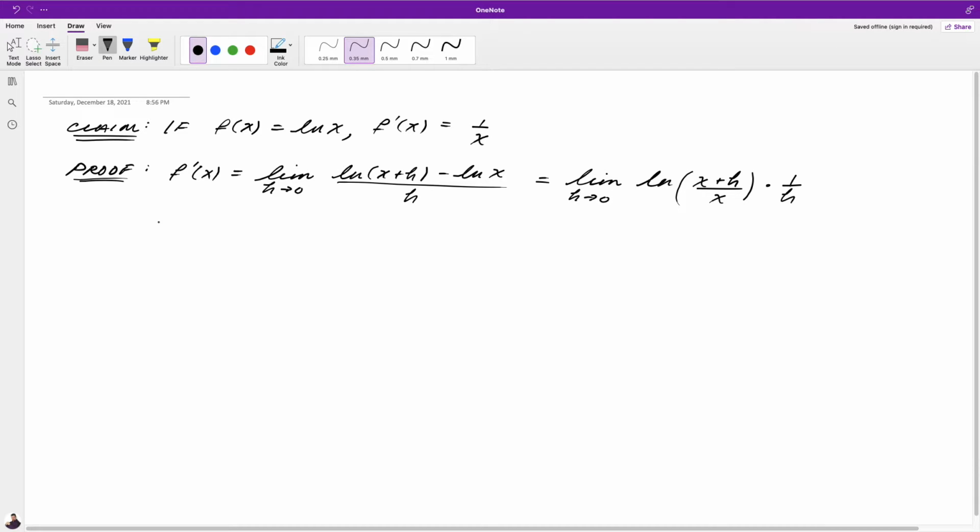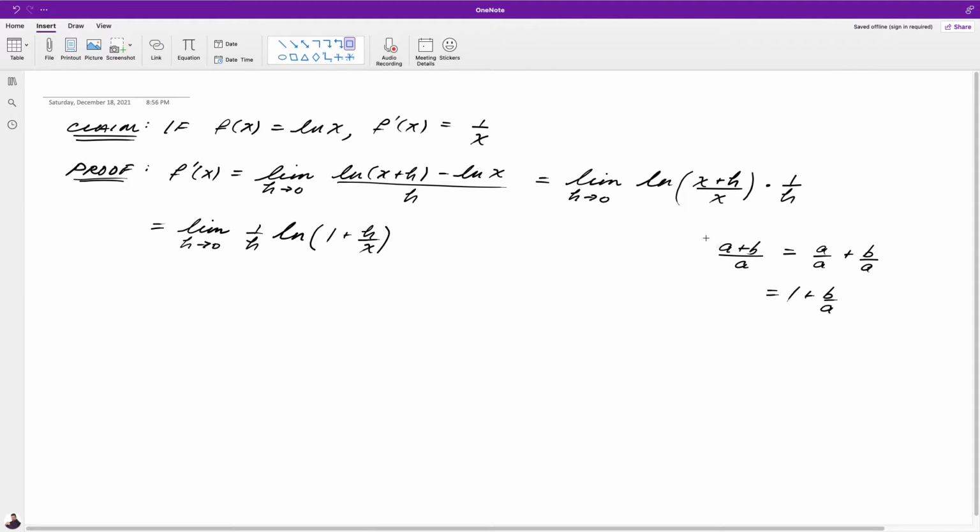Okay, let's think about defining this as follows. The limit as h goes to 0, we'll go ahead and take the 1 over h and put it on the left-hand side. This is going to be the natural log of 1 plus h over x. Obviously, right? A plus b over a equals a over a plus b over a, which equals 1 plus b over a. Just using some simple algebraic property there.